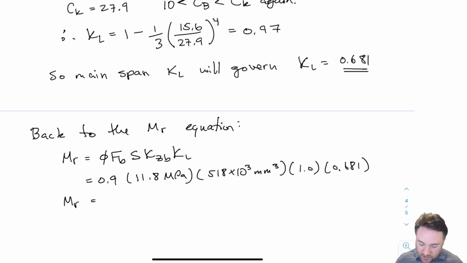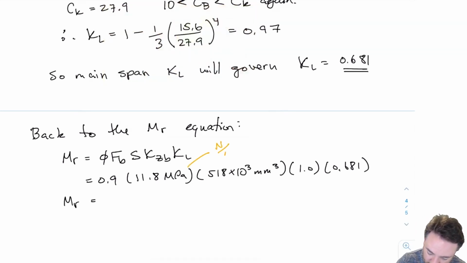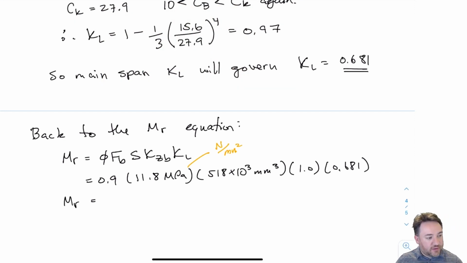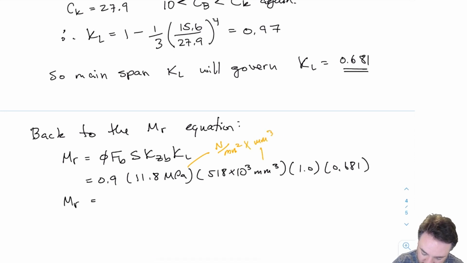Okay, so in my MR equation, I now know all of the ingredients, FB, S, KZB, and KL, which I just calculated. And now if I multiply these together, I get MPa times millimeters cubed. Let's recall that MPa is equivalent to newtons per millimeter squared, right? It's because pascals is newtons per meter squared. So megapascals is newtons per millimeter squared. And this is millimeters cubed. So if I multiply those together, I get Newton millimeters.